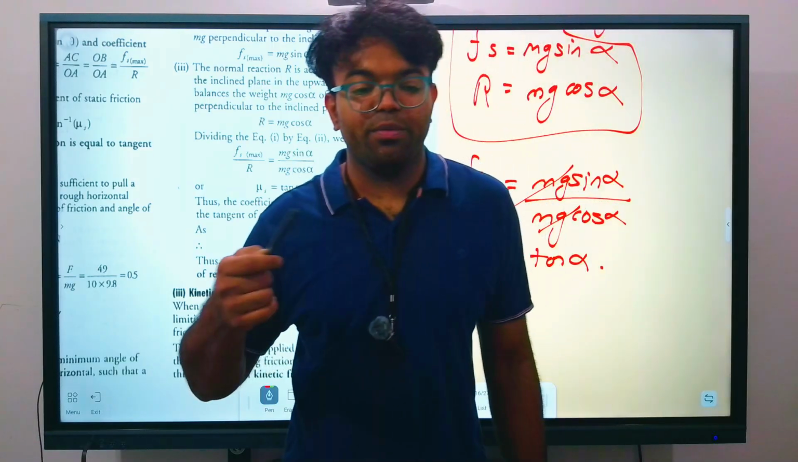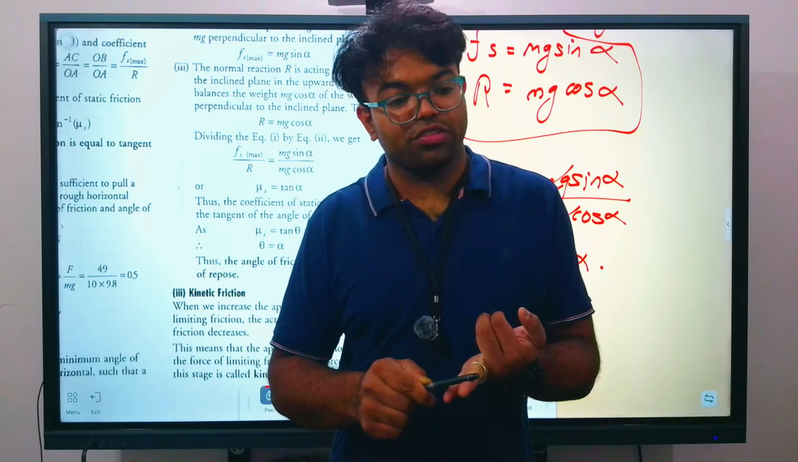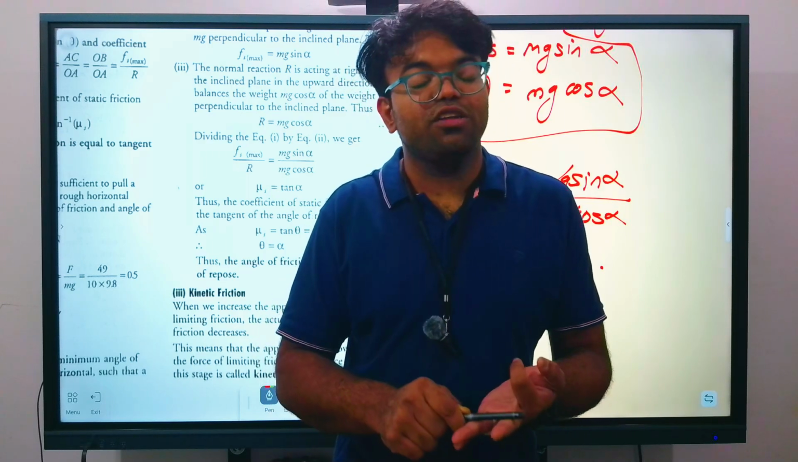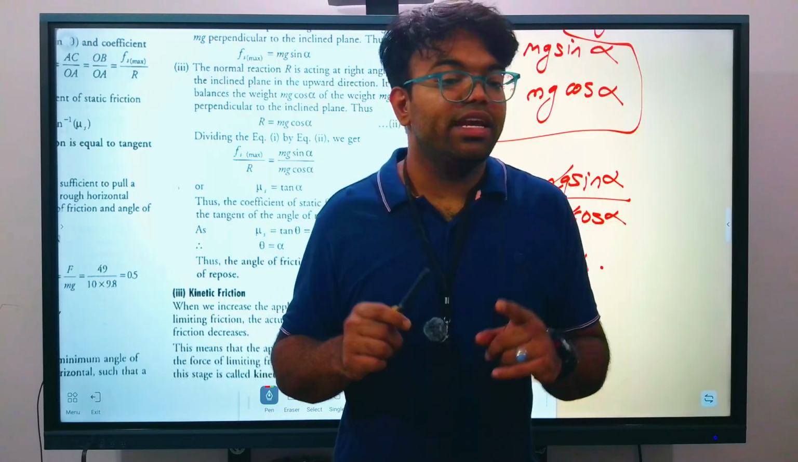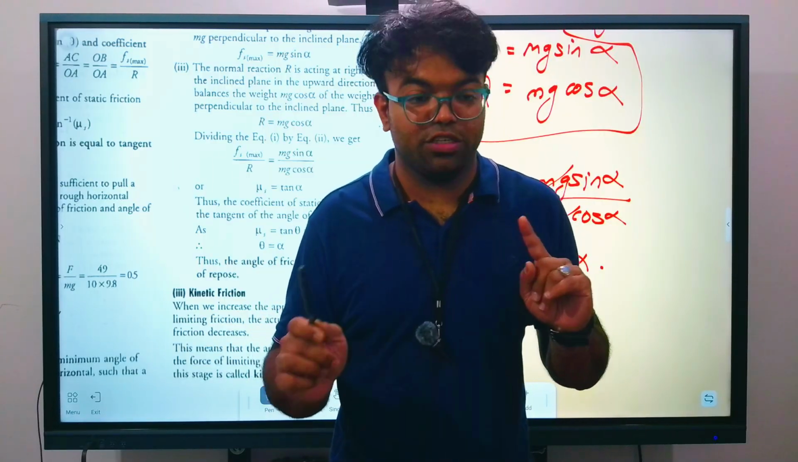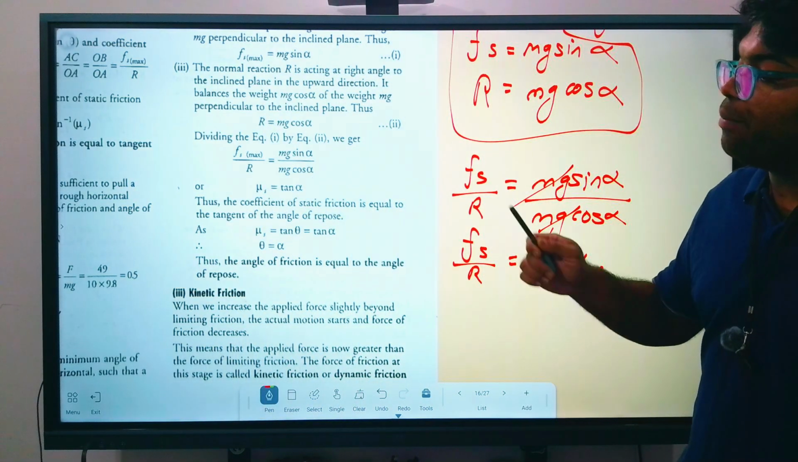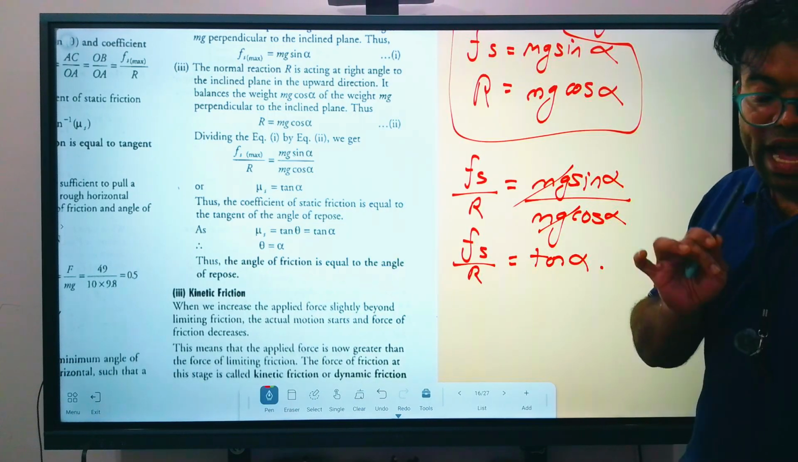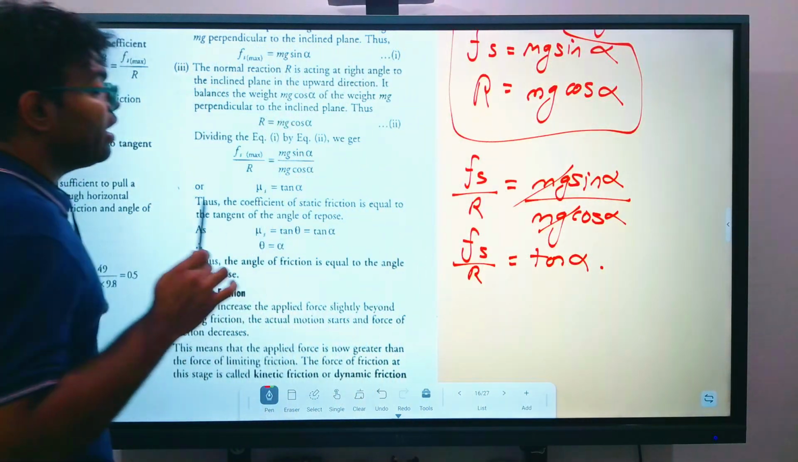What were the two forces that we made a resultant of? The frictional force and the reaction force. The resultant of the frictional force and the reaction force is where we have the frictional angle, the angle of friction. At angle alpha, both the forces become equal. Understood?